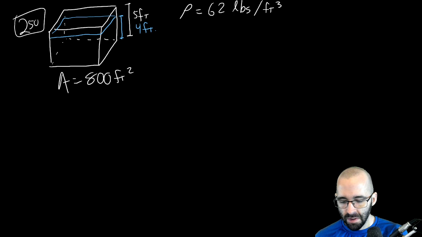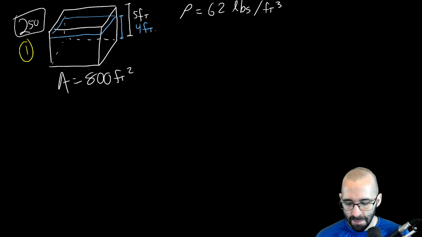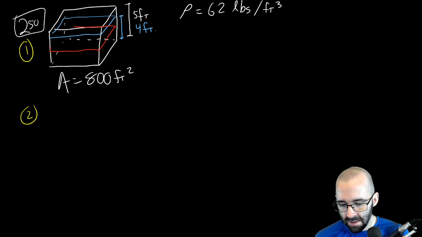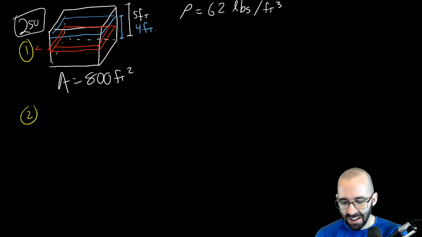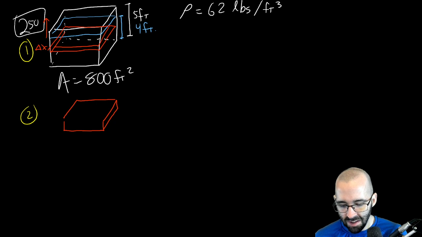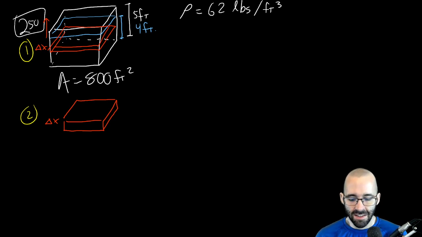Okay, so we drew our picture. That was step 1. Now we draw our little mini picture. That'll be step 2. At any height, what does our little slice of water look like? So we need to move it. X is going to be how far it is from the top. And we have this little rectangular slice of water. Okay, this is better, right? With height delta X and area. We don't know the dimensions. We just know that the area of this slice is also going to be 800 feet squared.